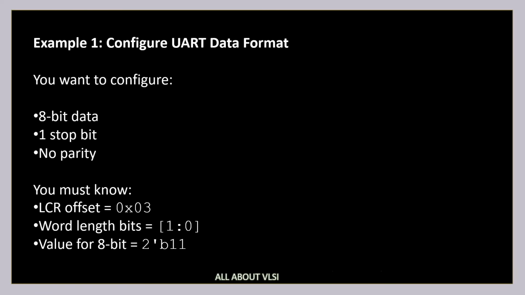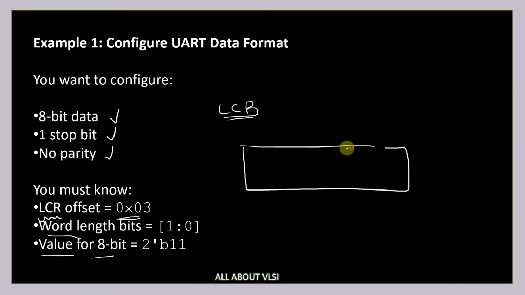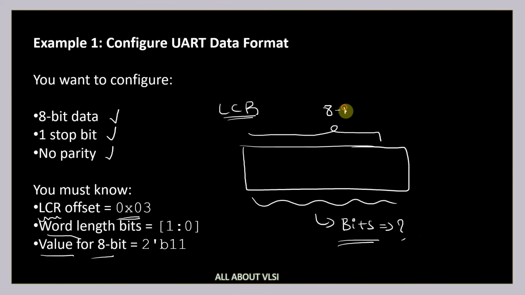Now, let's say I want to configure 8-bit data, one stop bit and no parity. So I need to know the LCR offset address. LCR is a register, and I need to know this register address. And also I need to know the word length value for 8 bits. Basically this LCR register will have some bit width that we don't know until we see the specification. Let's say this LCR register is 8 bits wide.